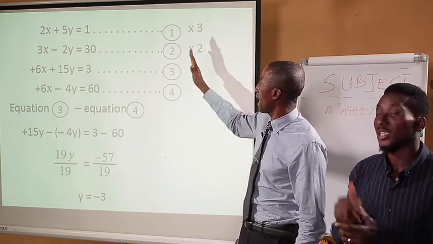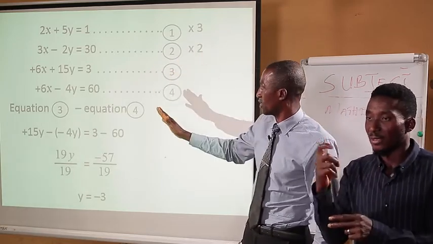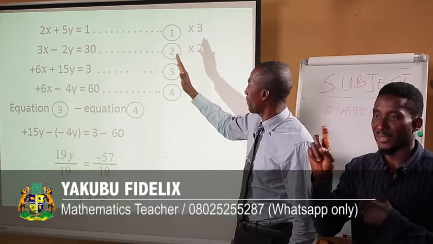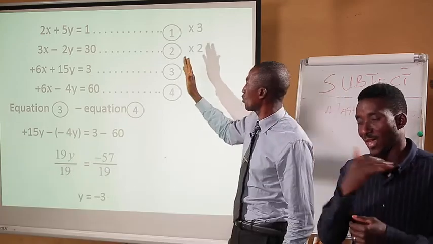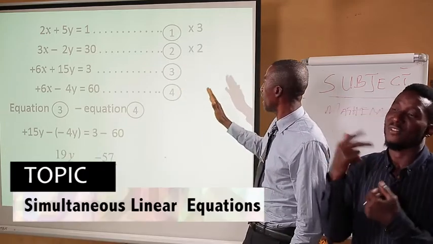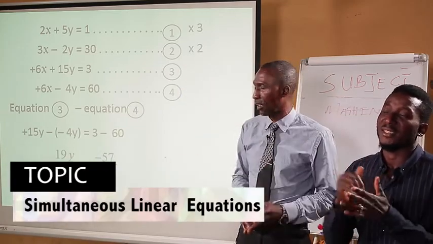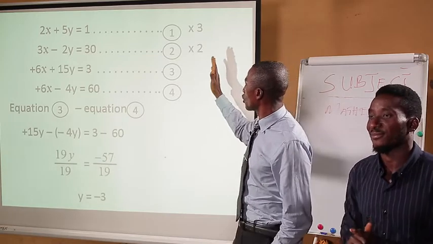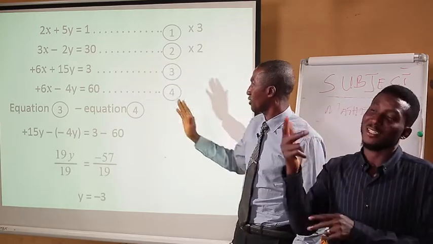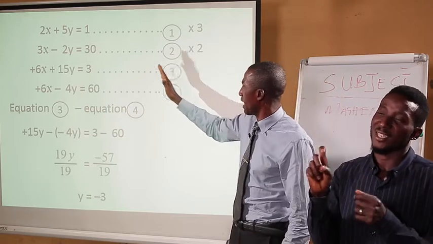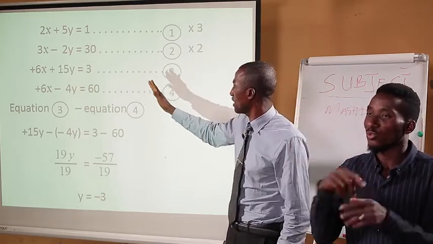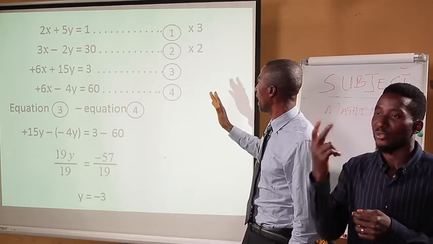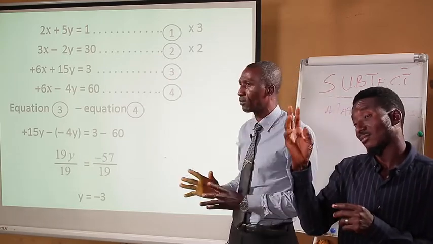Now, 3 times 2x, you are going to have 6x. 3 times 5y, you are going to have 15y. And 3 times 1, you are going to have 3. And I name it equation 3. Then, 2 times 3x, you will have 6x. 2 times minus 2y, you have minus 4y. And 2 times 30, it will give you 60. And I name it equation 4.